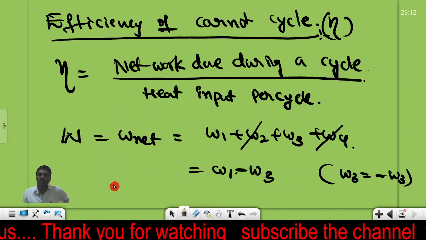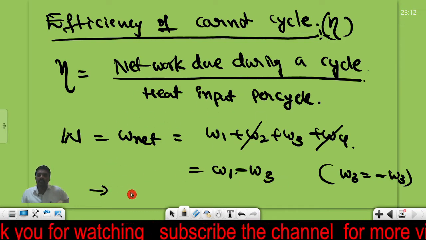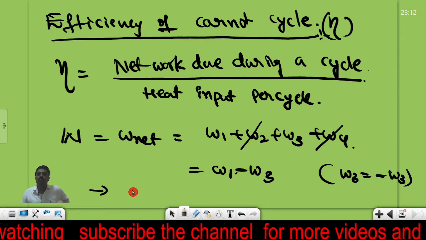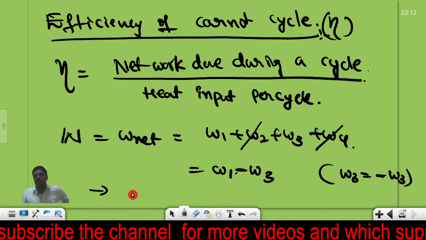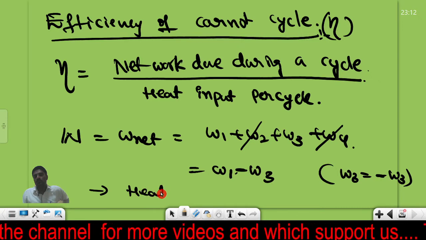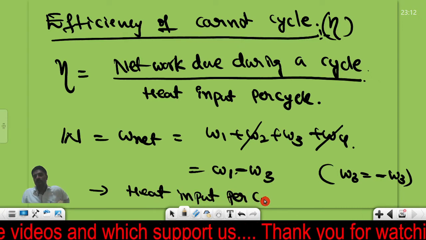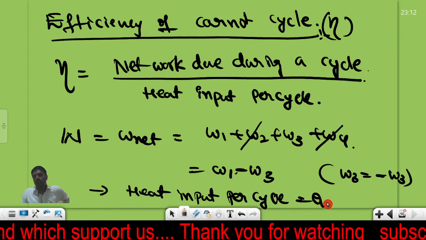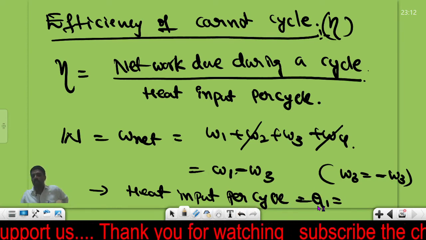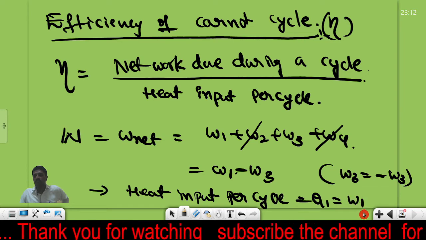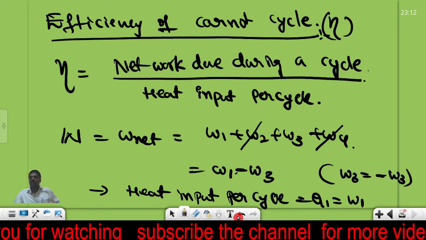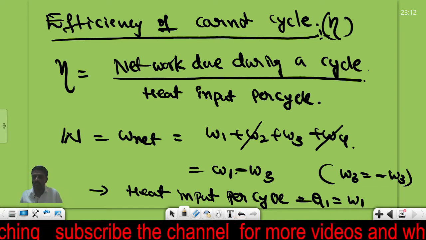Again, what is the heat input per cycle? The heat input per cycle is equal to Q1, the heat input we are taking. In terms of work also we can write this one: how much work done, that is equal to W1. We are supplying this one, it is the positive work done.